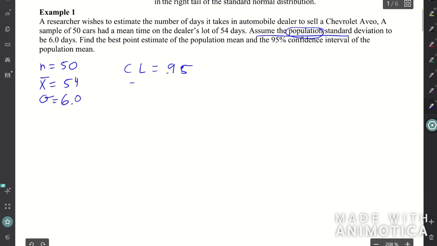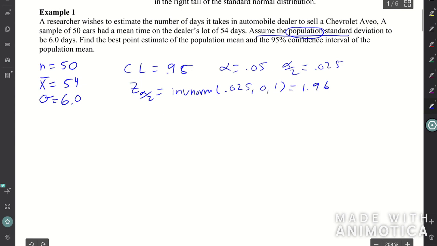So we're going to need a critical value, Z alpha divided by 2, which is equal to the inverse norm. Remember, alpha in this case would be equal to 0.05. Alpha divided by 2 is equal to 0.025. So 0.025, 0, and 1. It's going to give us a 1.96 as our critical value.